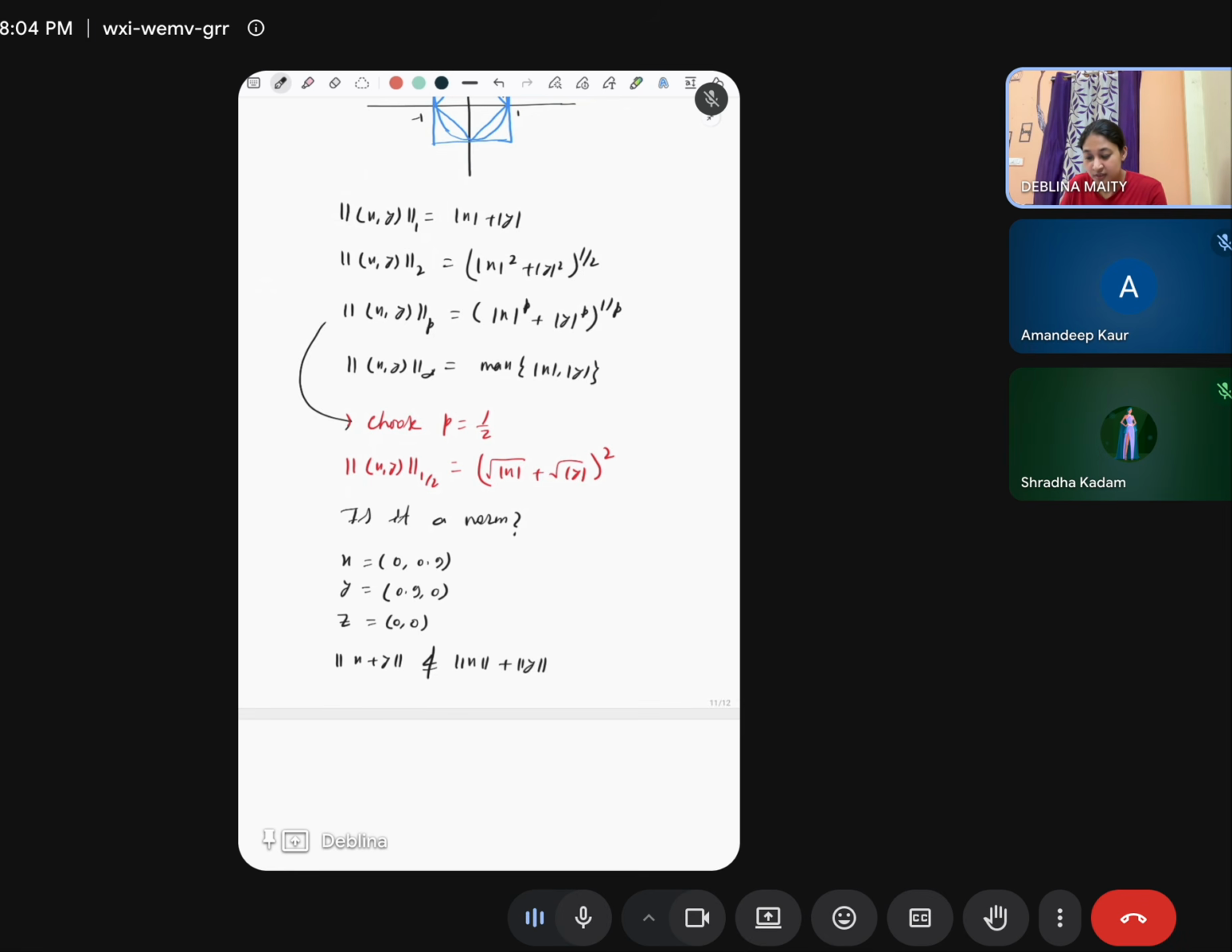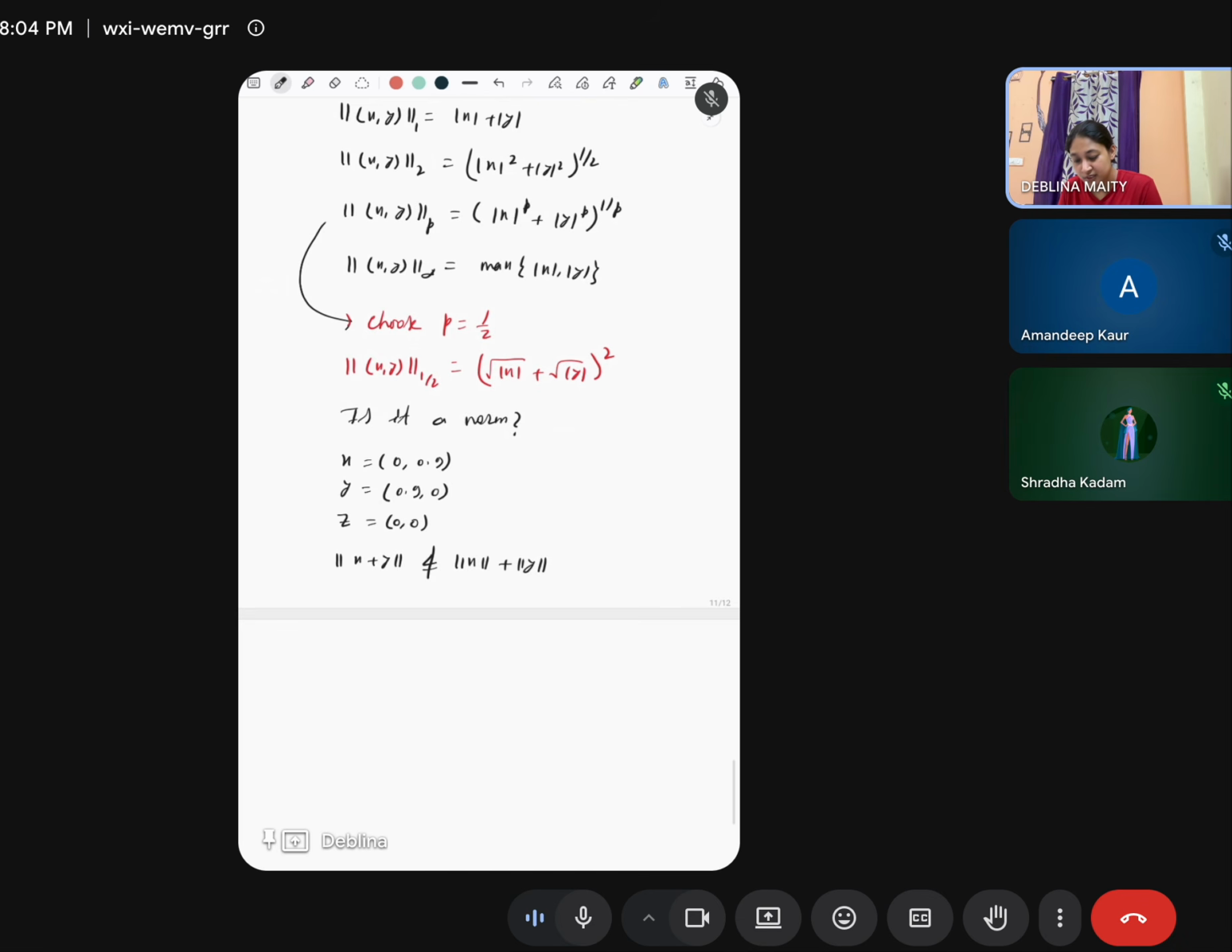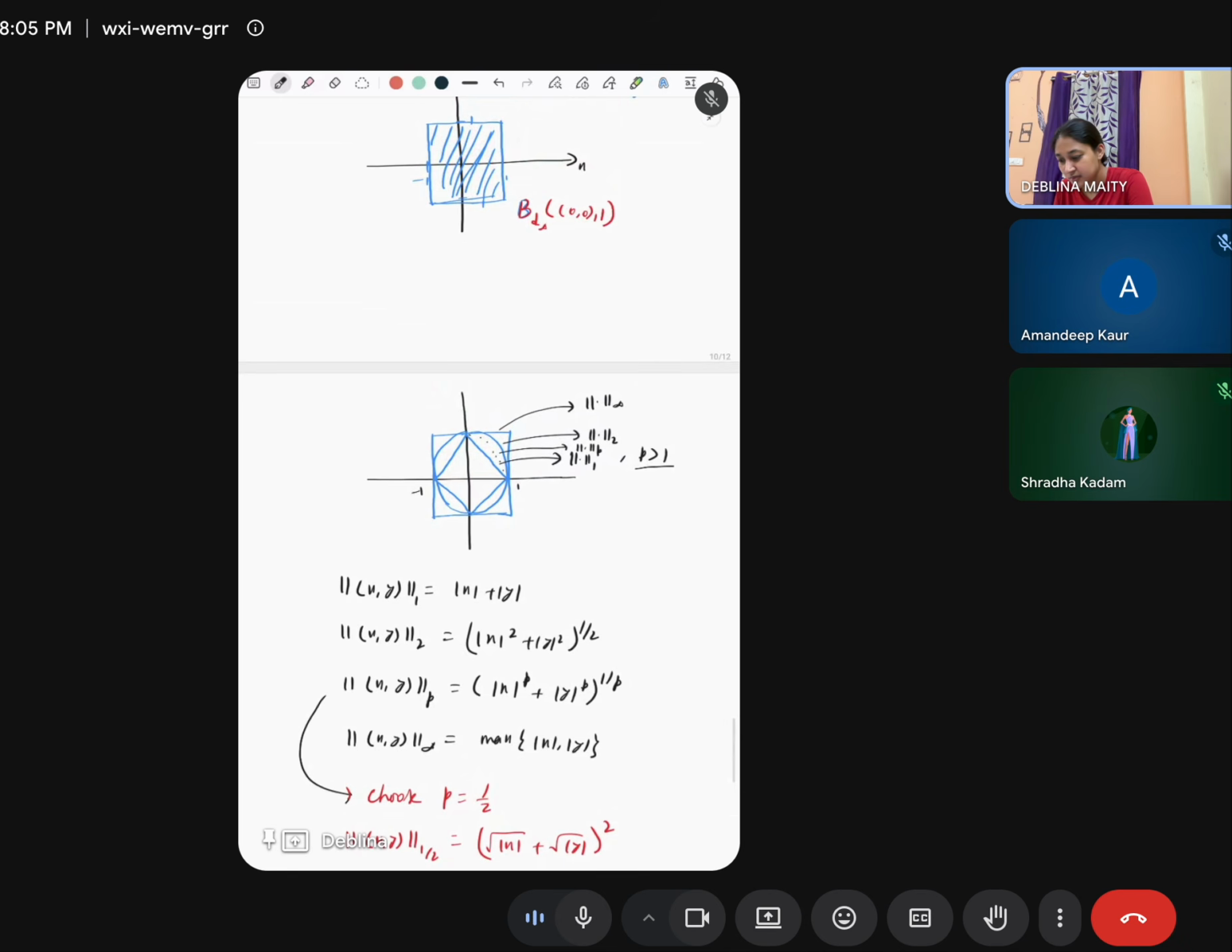And if we choose the open ball with respect to this norm, then it will look like this. It will be (x,y) such that root over mod x plus root over mod y whole square is less than 1, right? Now this equation will give what? I'm drawing this here, it will look like this one.